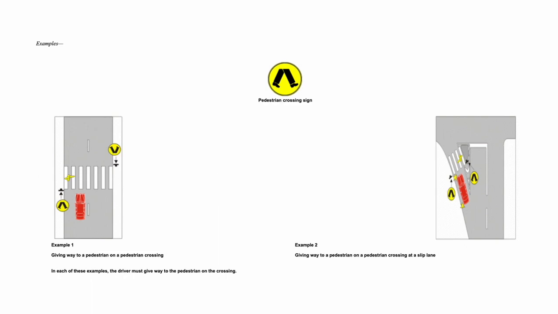Here are two examples of pedestrian crossings. Example 1, giving way to a pedestrian on a pedestrian crossing. Example 2, giving way to a pedestrian on a pedestrian crossing at a slip lane. In each of these examples, the driver must give way to the pedestrian on the crossing.